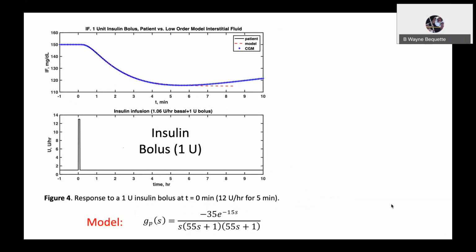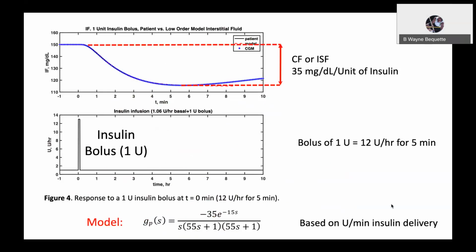Now notice that none of those clinical parameters actually took into account the amount of time. So here I have a dynamic simulation that's done. An individual is starting at 150 milligrams per deciliter, and they've given themselves 1 unit of insulin. And so we can see that over a period of time, they have a decrease of 35 milligrams per deciliter for that unit of insulin. Now notice that it takes almost 5 hours for that change to occur.